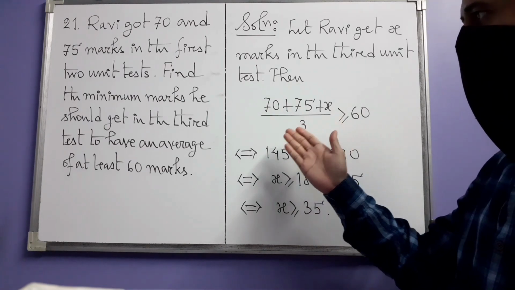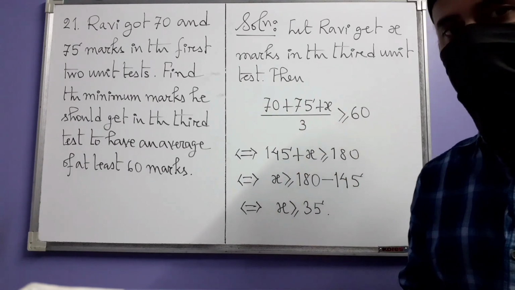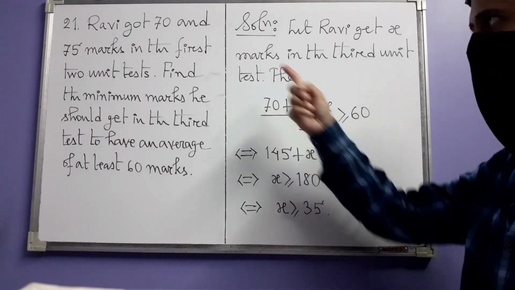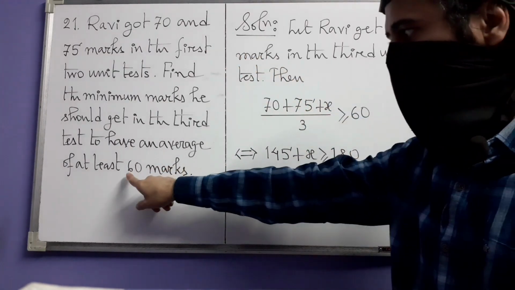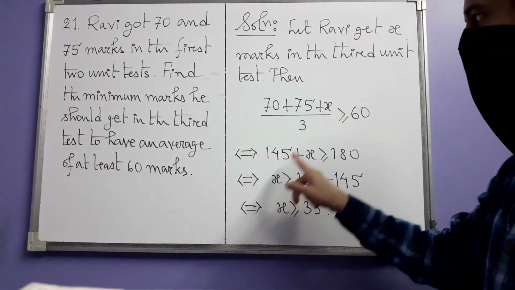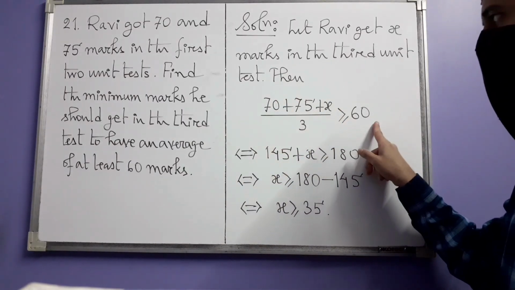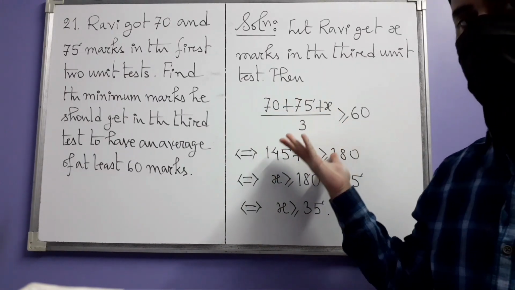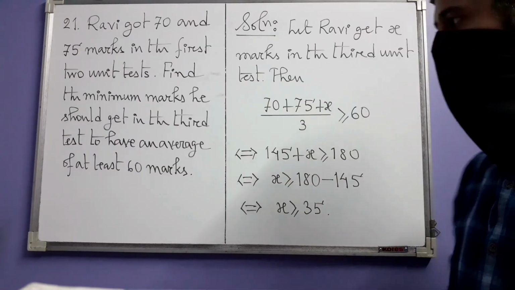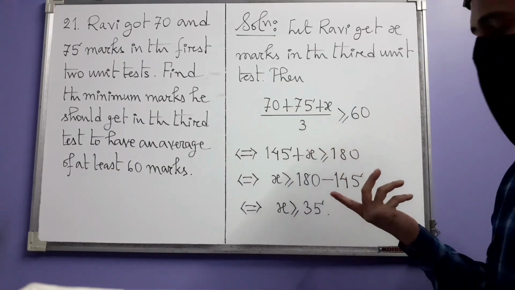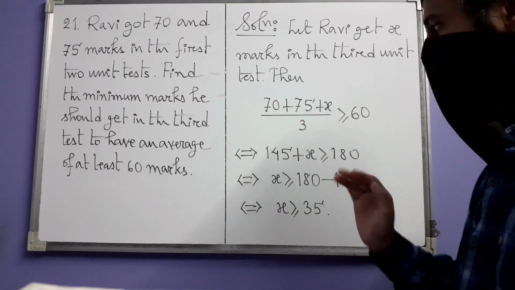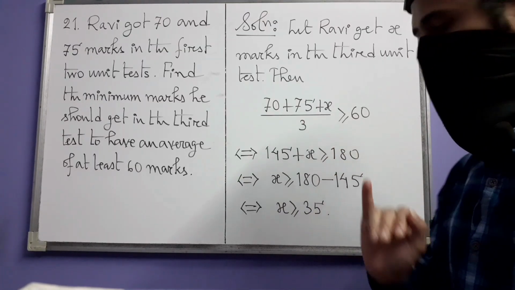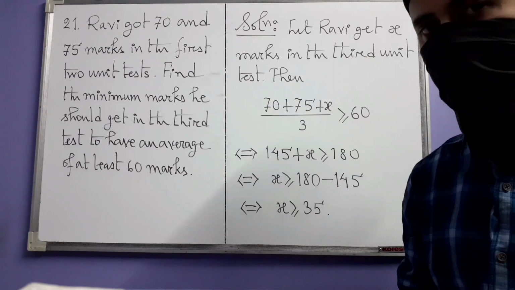Then the average of the marks he got in the three tests will be 70 plus 75 plus X divided by 3. This average should be at least 60 marks. That means this should be greater than or equal to 60. And now we solve this inequality for X. So the first step you can do is multiply both sides by 3. That will not change the direction of the inequality because 3 is a positive real number.